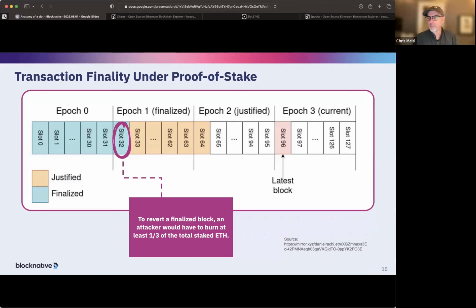And I do see a question from Isa on what may lead to a missed slot, and I'm going to answer that a little bit later in this presentation. I'll have a diagram about that, so we'll get there.